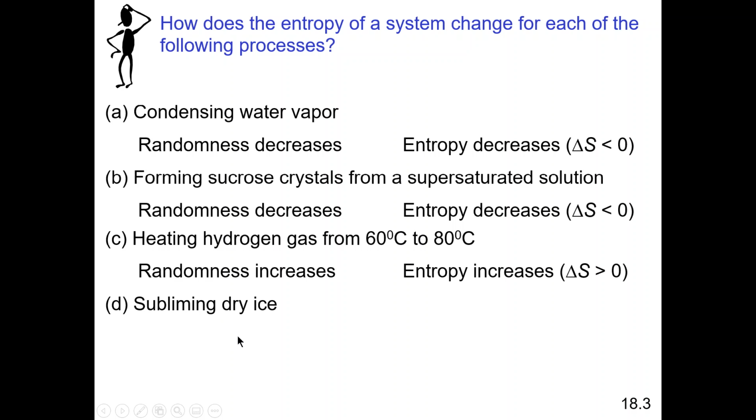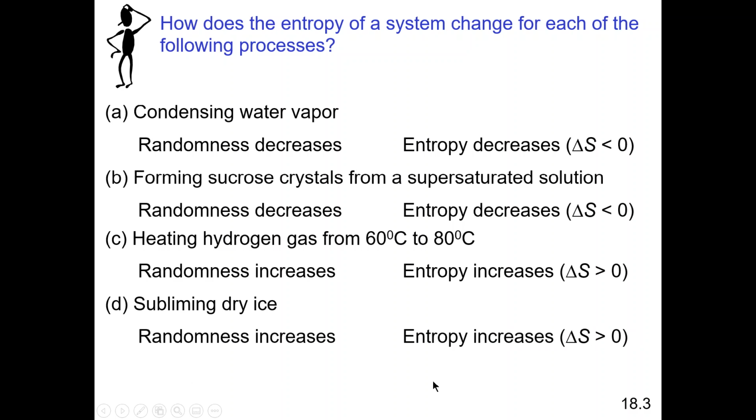The last one, subliming dry ice. I don't know if you know what sublimation is. Sublimation is where you have the conversion of a substance from the solid state to the gaseous state. And dry ice, which is frozen carbon dioxide, will do that under normal room temperature conditions. So here we're going from a more ordered system to a more disordered system. And therefore, the randomness increases and therefore delta S will increase. These are just some examples of physical processes where delta S can be predicted in terms of whether or not an increase or decrease will take place.